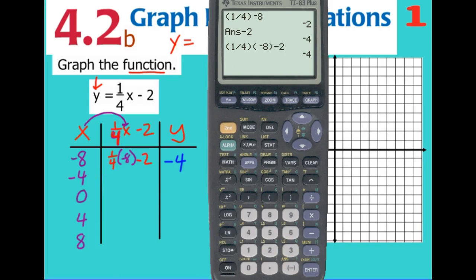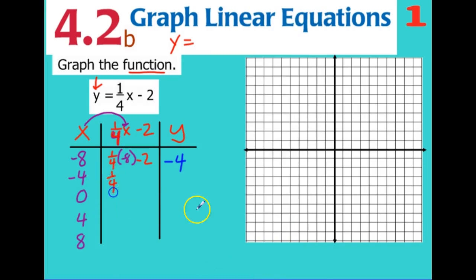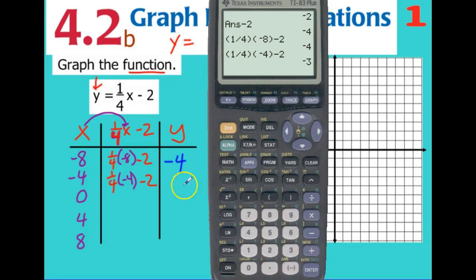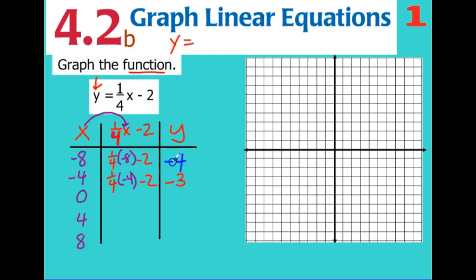So let's try the next one. We have 1/4 times x, which is a negative 4. And then we're going to subtract 2. So 1/4 times negative 4 and then subtract 2 is a negative 3. So we have negative 4, negative 3.